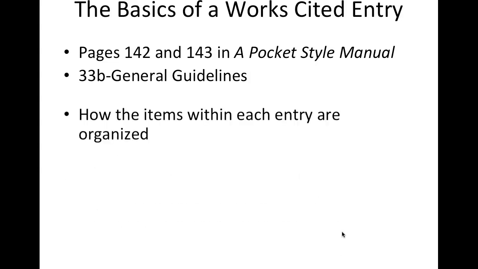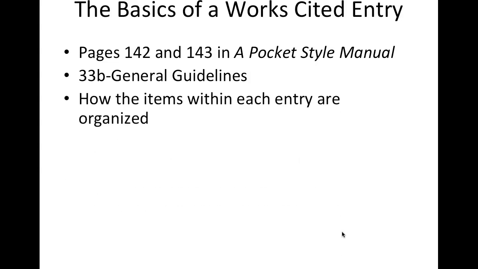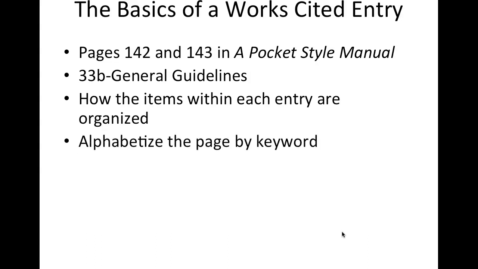Now here come the basics of a works cited entry, and now you're going to want to go to your brief style manual. Pages 142 and 143 lay out very clearly just the basic guidelines for what to put in a works cited page. They give you information that you might have really thought was kind of random, but isn't. For example, how the items within each entry are organized: first the author's name, then the title of the article, then the name of the journal or first container where it's located, the number, the publication date of the journal, the name of the database, and so forth.